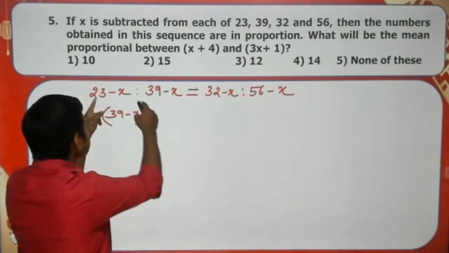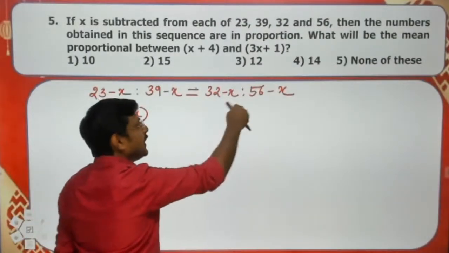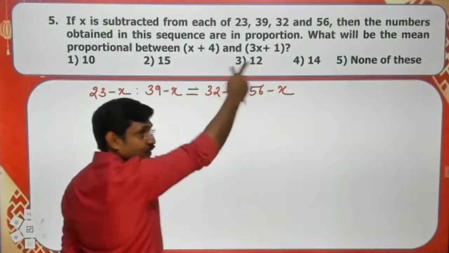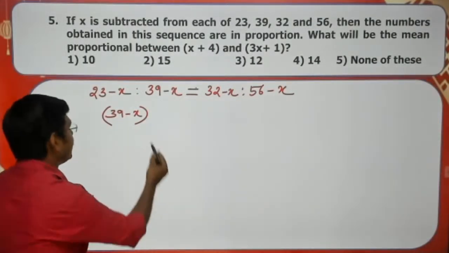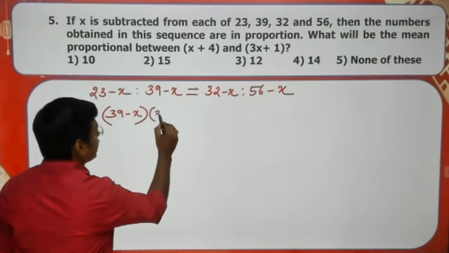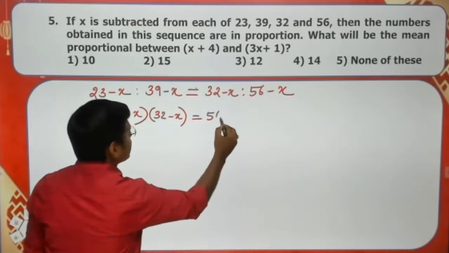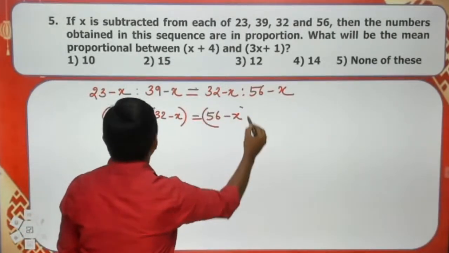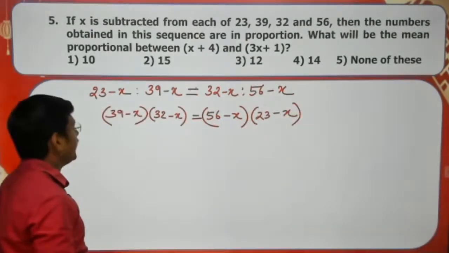Or we can write like this, 23 minus x divided by 39 minus x is equal to 32 minus x divided by 56 minus x. On crossing you will get the same frame, that is product of means is equal to product of extremes. So 39 minus x into 32 minus x is equal to 56 minus x, product of extremes, 23 minus x. Yes, I am solving this.